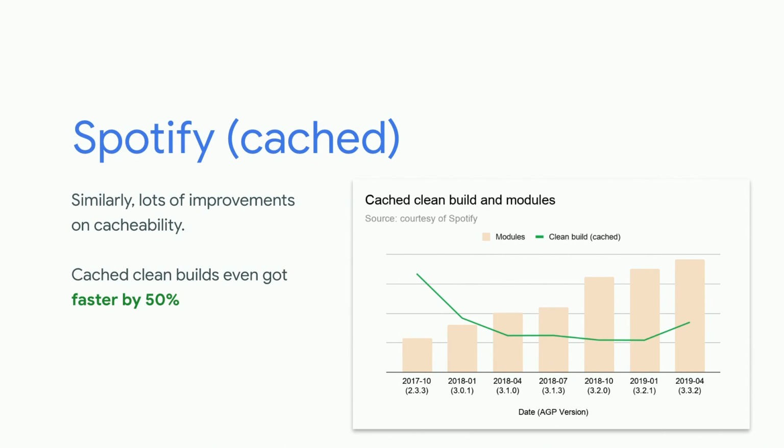And as Xav mentioned, when we add cacheability to the mix, it's even better. And so you see here, with a lot of improvements we made to task cacheability, the Spotify cached build time improved by 50% while the project was growing. So again, to normalize with the growth of lines of code, that's about 3 times faster if their project had not grown in the same time.